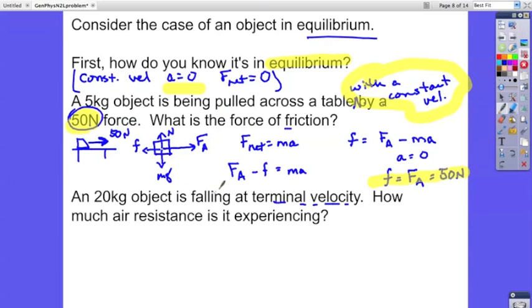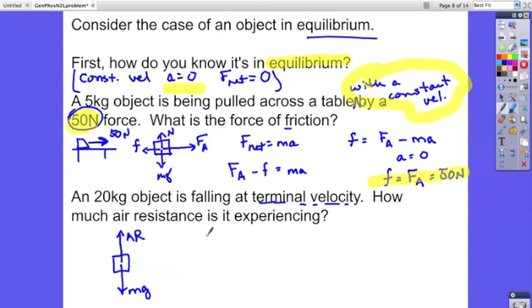A 20 kilogram object is falling at terminal velocity, that is a constant velocity. How much air resistance is it experiencing? Well, I'm going to draw a quick free body diagram. I have a weight acting downward, and I have air resistance acting upward. And since I know it's a terminal velocity, I made those the same size.